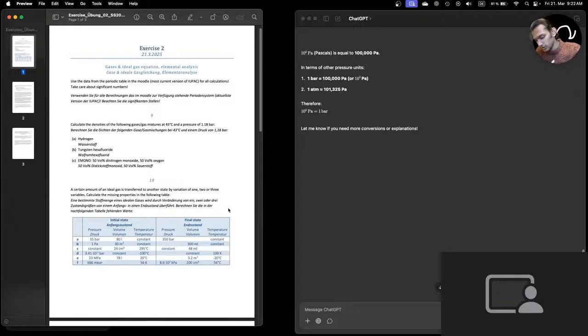Now we go to C. From C, we can understand that pressure is constant. We can see from the third part that the pressure is constant and T2 is the one that's missing.